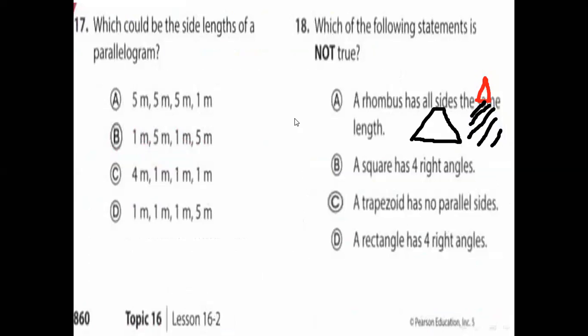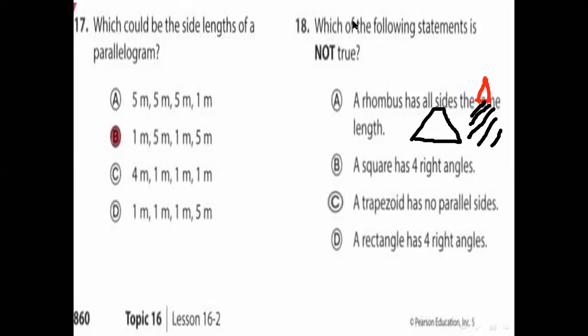Question number 17, which could be the side lengths of a parallelogram? I have 5 meters, 5 meters, 5 meters, and 1 meter. So no, this can't be a parallelogram, because in a parallelogram each two of the sides are the same. If I have 5 meters in front, the opposite side is already 5 meters. So if I have another side of 5, the opposite of it is the same. But here the opposite of 5 meters is 1, so it's wrong. I have 1, the opposite of it is 1, and 5, the opposite of it is 5, so the answer is letter B.